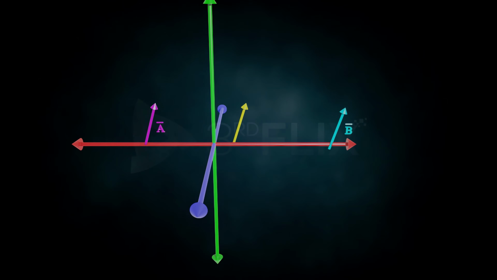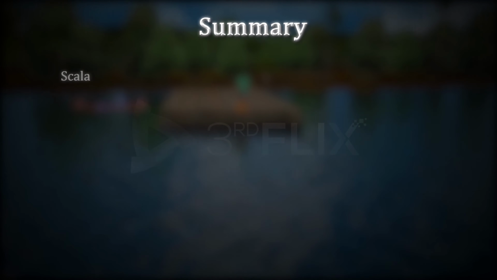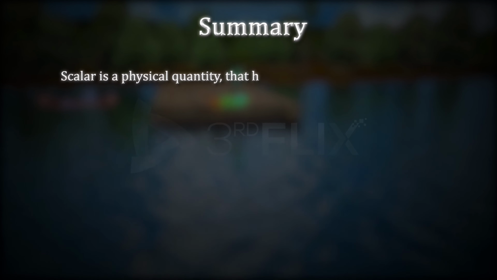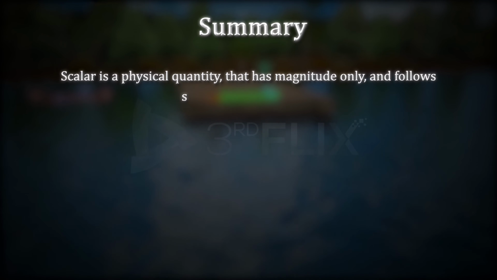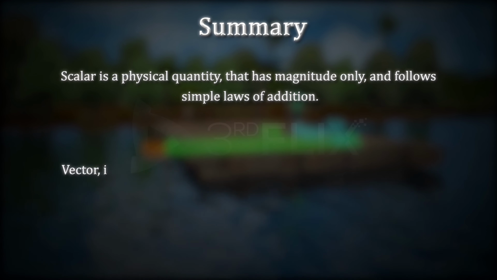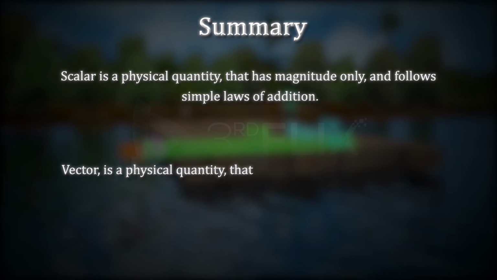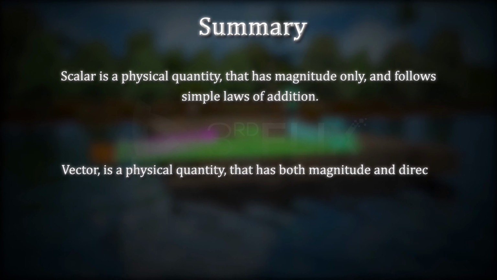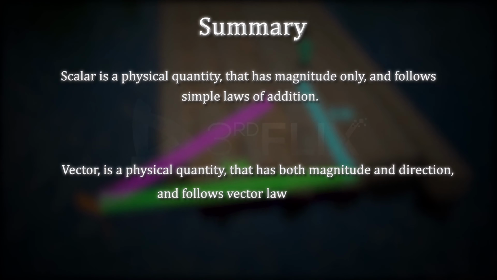Summary: Scalar is a physical quantity that has magnitude only and follows simple laws of addition. Vector is a physical quantity that has both magnitude and direction and follows vector laws of addition.